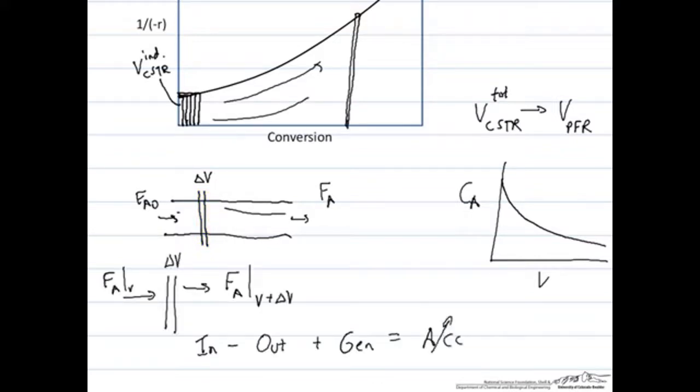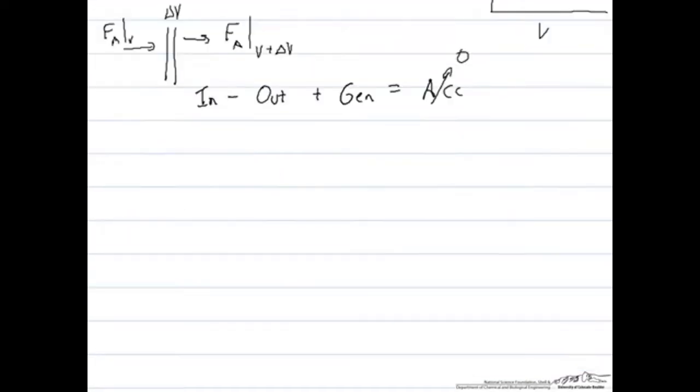If we want, we can look at this in terms of the material balance again for the PFR, where the accumulation term is equal to zero. And so we just need the N minus out plus generation terms for steady state behavior. We again treat this differential slice with the flow rate N at position V, flow rate out at V plus delta V. Using this, we can write the balance this way: N in minus N out plus generation is equal to zero.